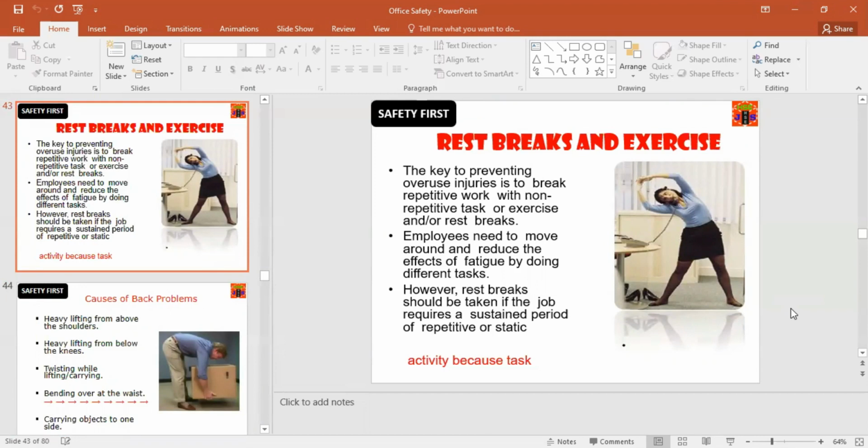What is the best strategy? The key to preventing overuse injuries is to break repetitive work with non-repetitive tasks or exercise and rest breaks. Employees need to move around and reduce the effects of fatigue by doing different tasks. However, rest breaks should be taken if the job requires a sustained period of repetitive or static activity.